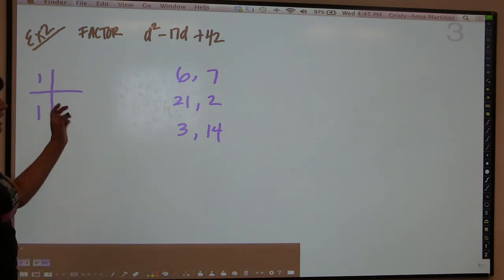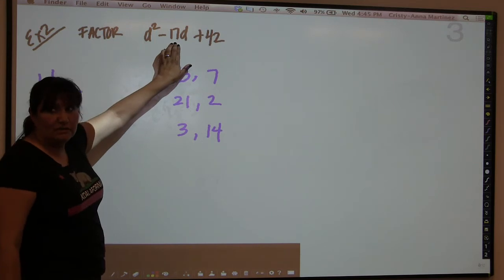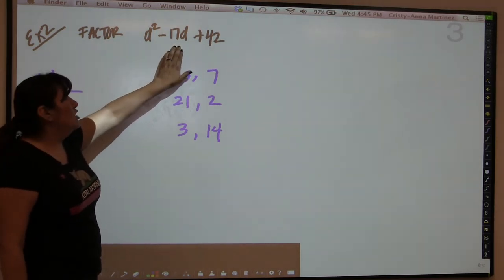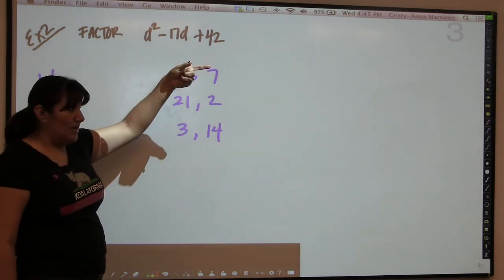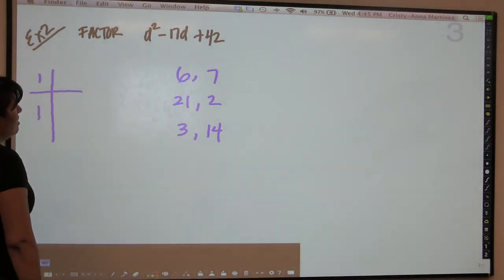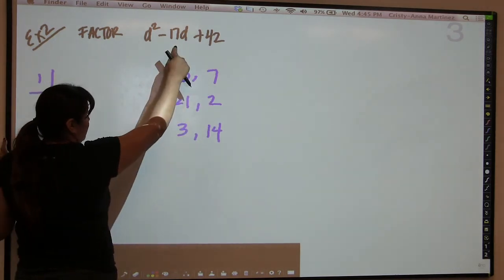Alrighty. So those are some options. But remember, we wanted to add up to negative 17. In order to get a negative, it means that when you add the two numbers together, the larger one has to be negative, right? So I'm looking at 6 and 7, and no matter what you do, they're not going to add to 17.